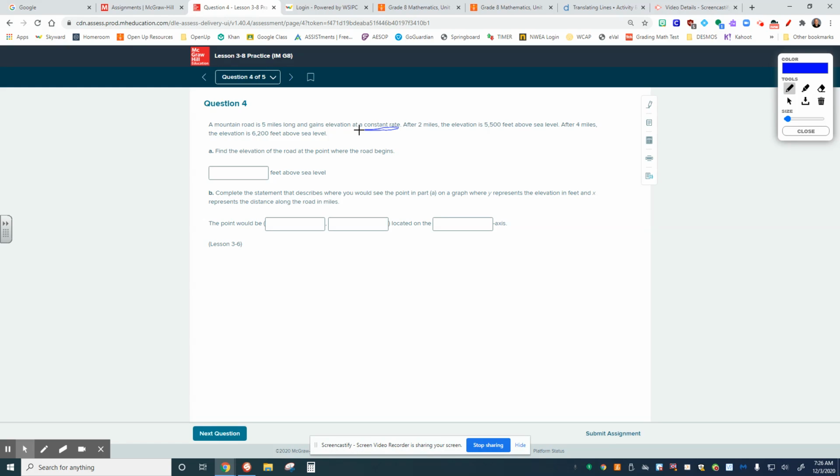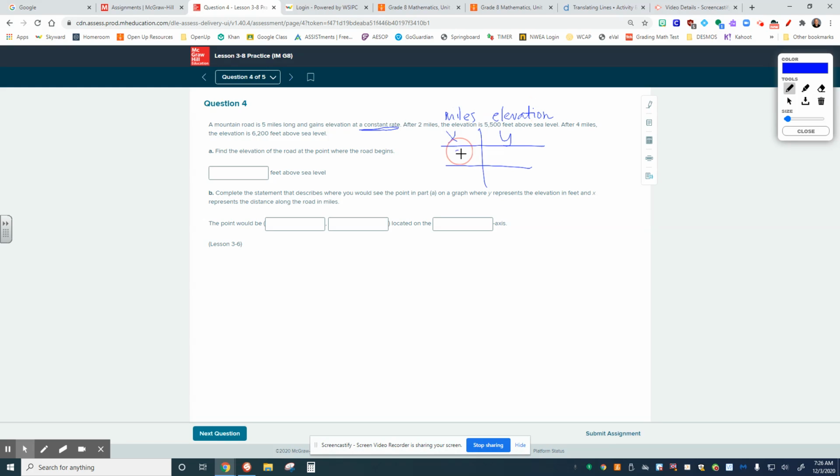After 2 miles, the elevation is 5,500 feet above sea level. After 4 miles, the elevation is 6,200 feet above sea level. Find the elevation of the road at the point where the road begins. Well, here's what we know about this road so far. I think a table might be a good option for us. If we talk about X and we talk about Y, X is the number of miles, and Y we'll talk about elevation.